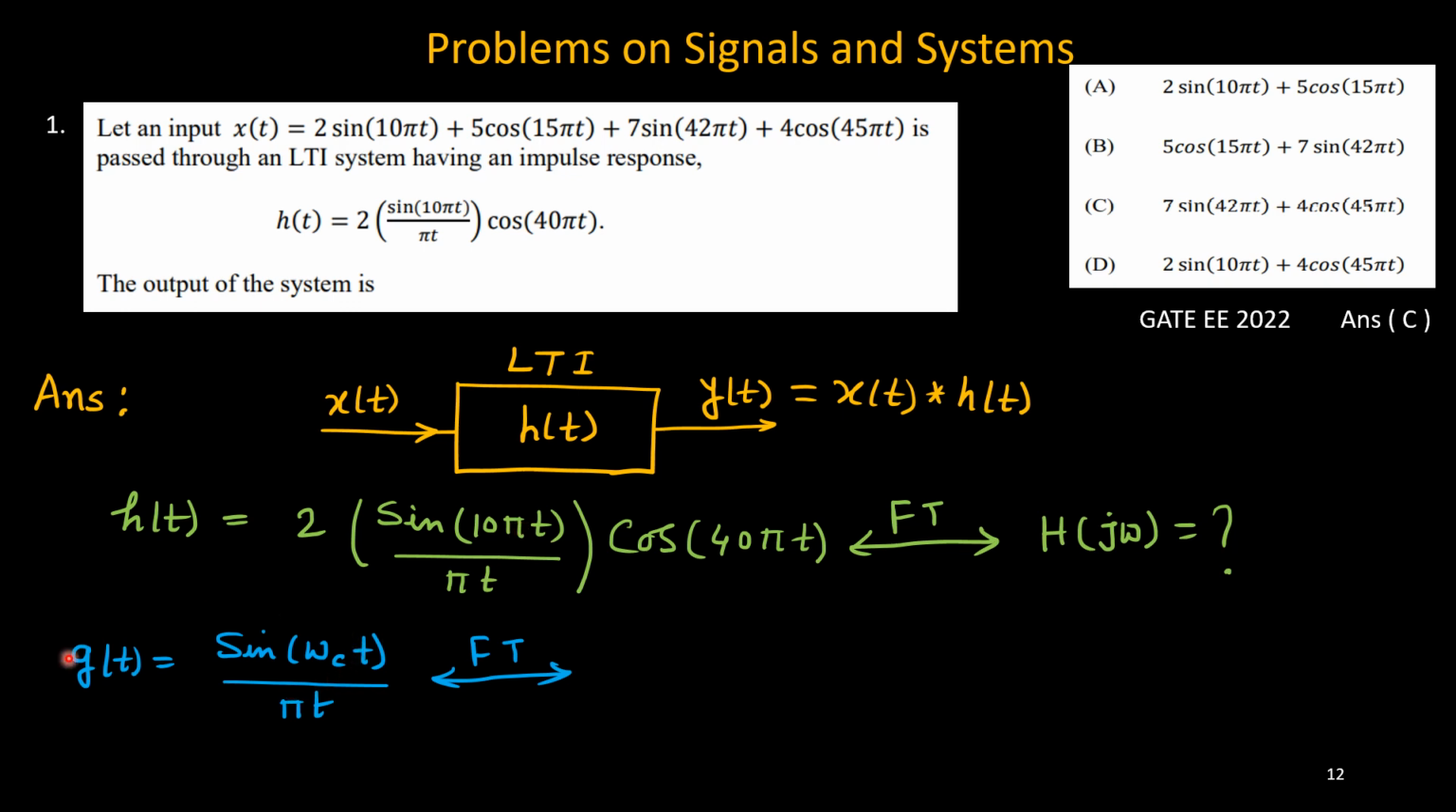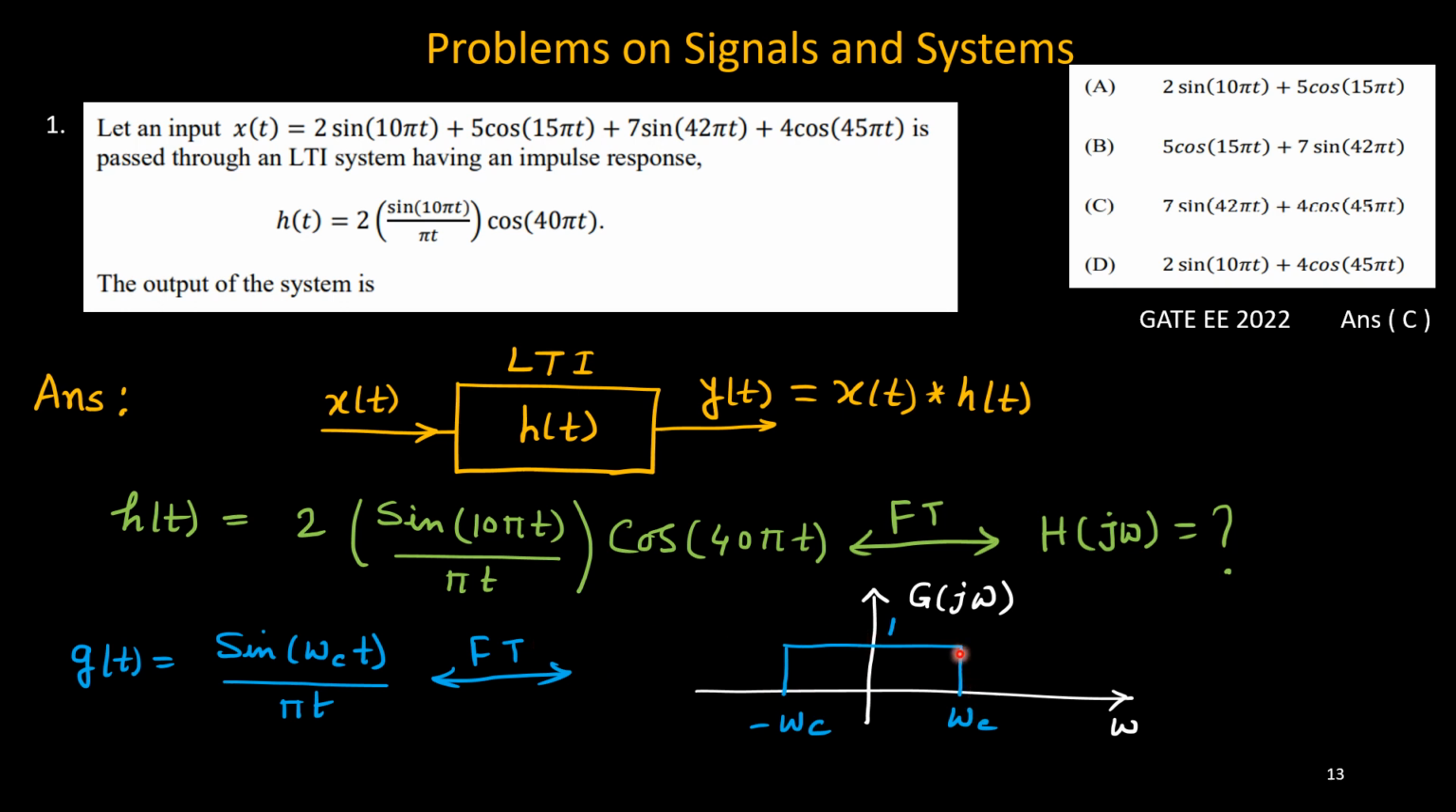If this is one signal g of t, its spectrum, its Fourier transform, will be like this: it is flat up to omega c, and on the left side also up to minus omega c, the magnitude will be 1, and beyond that it is 0. Because this signal is a sinc function, and the spectrum of a sinc function is a gate window or window function.